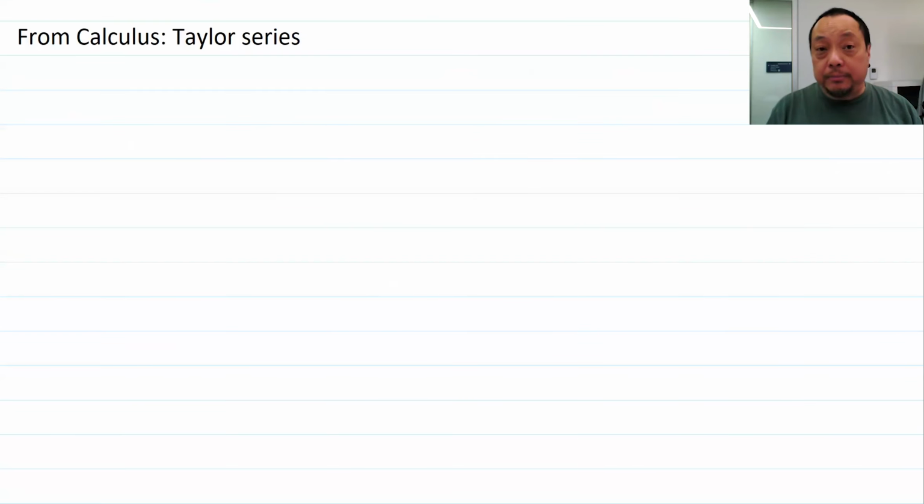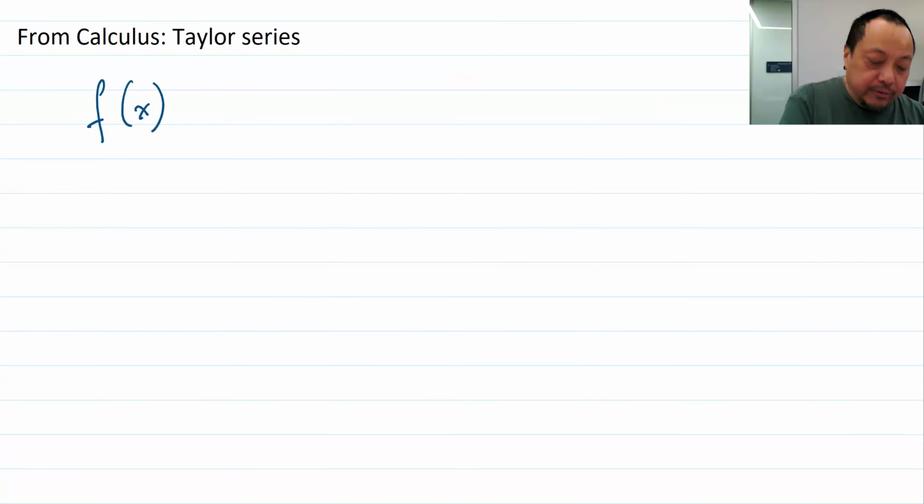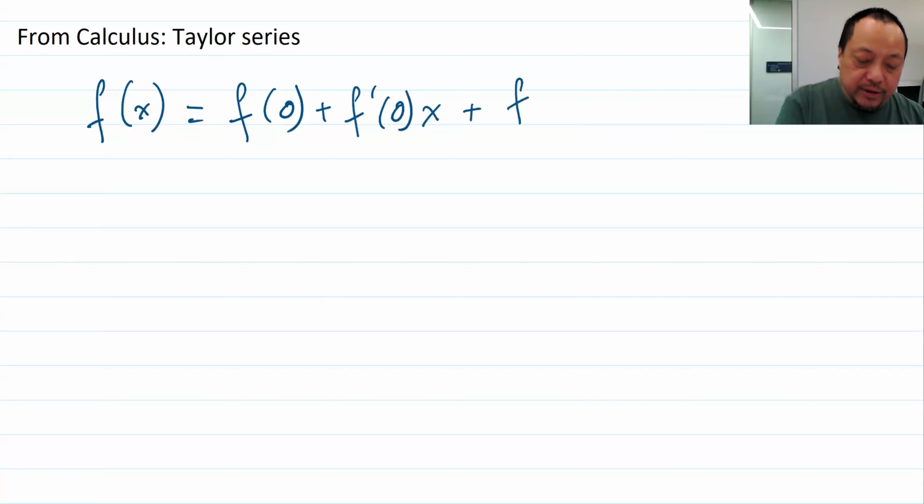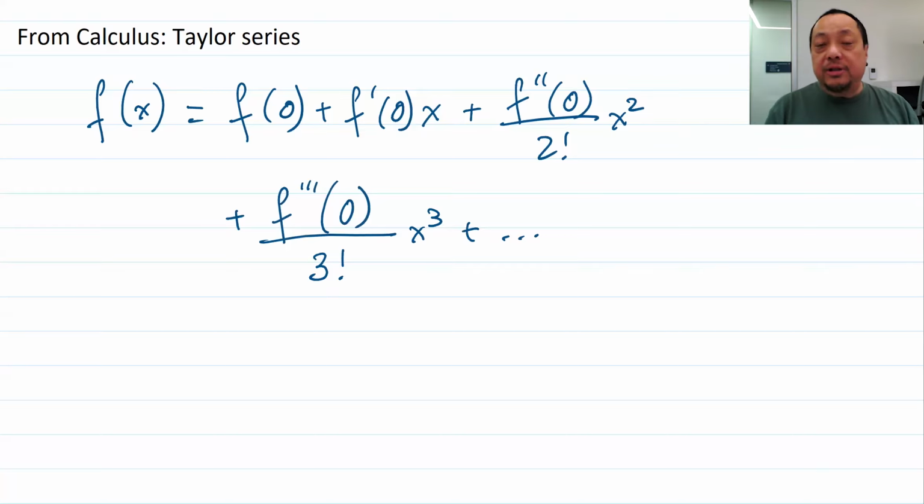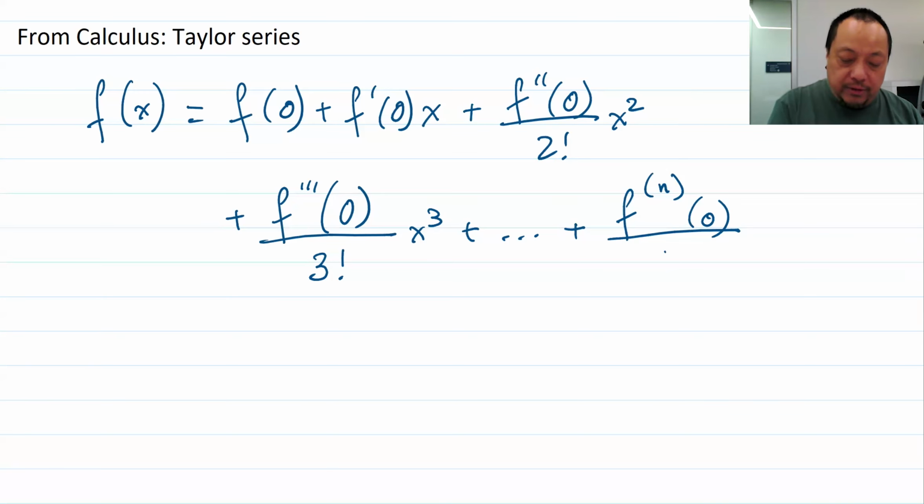Another argument comes from calculus, Taylor series, or in this case, Maclaurin series. f of x is equal to f of 0 plus f prime at 0 times x plus f double prime at 0 divided by 2 factorial times x squared plus f triple derivative at 0, plus etc. And the general form of it is the nth derivative at 0 divided by n factorial times x to the power n.